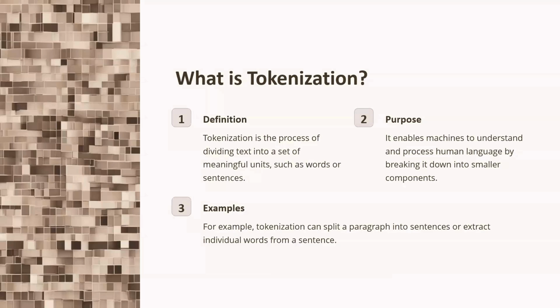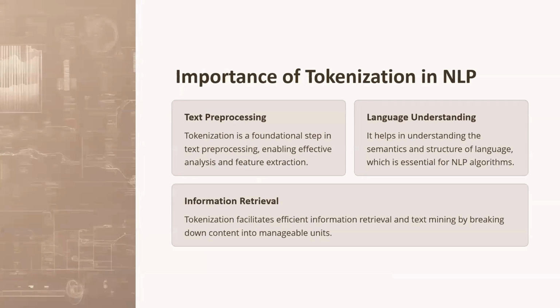So, what is tokenization? Tokenization is the process of dividing text into a set of meaningful units, such as words or sentences. Its purpose is to enable the machine to understand and process human language by breaking it down into smaller components. For example, tokenization can split a paragraph into sentences or extract individual words from a sentence. The importance of tokenization in NLP covers text preprocessing, language understanding, and information retrieval.